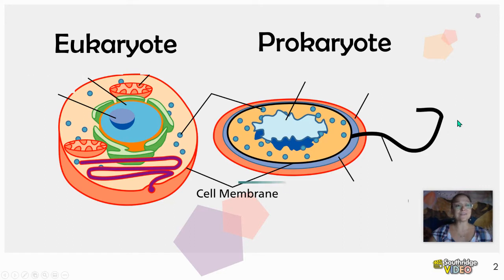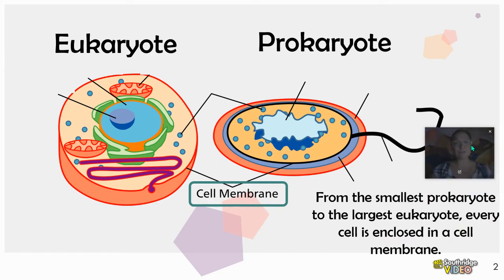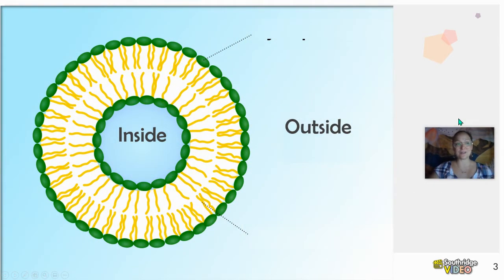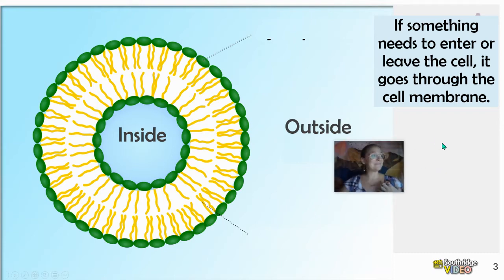So let's go ahead and talk about, there's the cell membrane. So from the smallest prokaryote to the largest eukaryote, every cell is enclosed by a cell membrane. So when you look at cells and their membranes, the cell membrane is going to separate the inside of the cell from the outside of the cell. So anytime a molecule needs to enter or leave the cell, it's going to travel through that cell membrane. Here's a molecule that needs to enter the cell, or sometimes you might have a molecule that needs to leave the cell. Okay, so we'll learn how that happens.